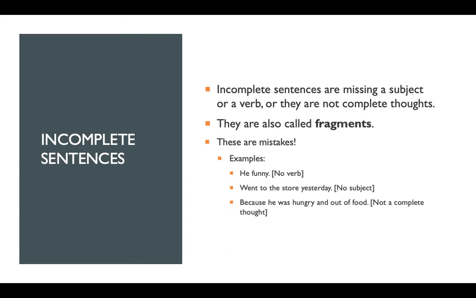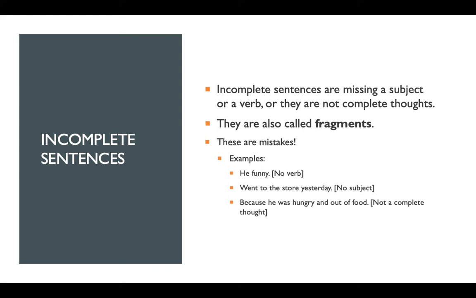Incomplete sentences are missing a subject or a verb, or they are not complete thoughts. You should have studied this already earlier in class. They are also called fragments. These are mistakes. These are problems. Here are some examples. He funny. That's not a sentence. There's no verb. It should be he is funny or he was funny. Went to the store yesterday. It's not a sentence because there's no subject. It should be we went to the store yesterday, or they went to the store yesterday, or Fred went to the store yesterday.